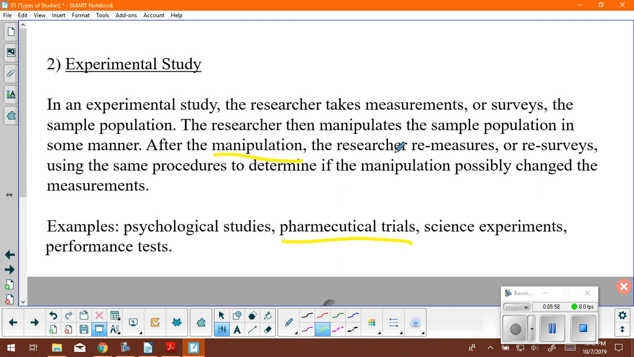Okay, if you've taken a physics class, if you've ever done one of those ramp experiments, the manipulation may be changing the height of the ramp, okay, and remeasuring what happens to the marble or ball or little car as it rolls down the ramp.